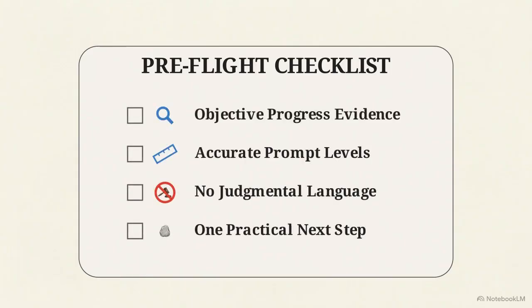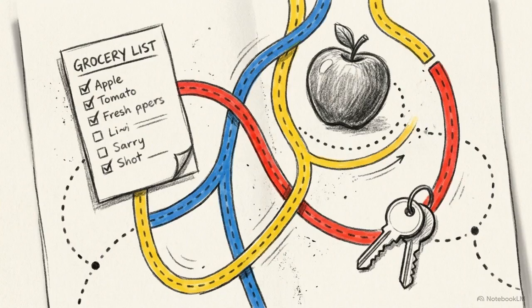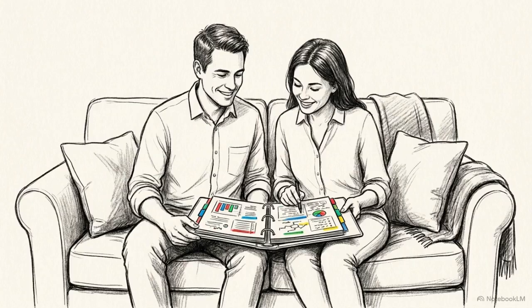Make sure progress evidence is purely objective, prompt levels are accurate, and judgmental language is eliminated. Confirm the final requirement. Exactly 1 manageable next step is set. Once checked, you are ready to submit. This objective approach creates a roadmap that respects the family's priorities and provides the team with the evidence needed to support the student's next steps.